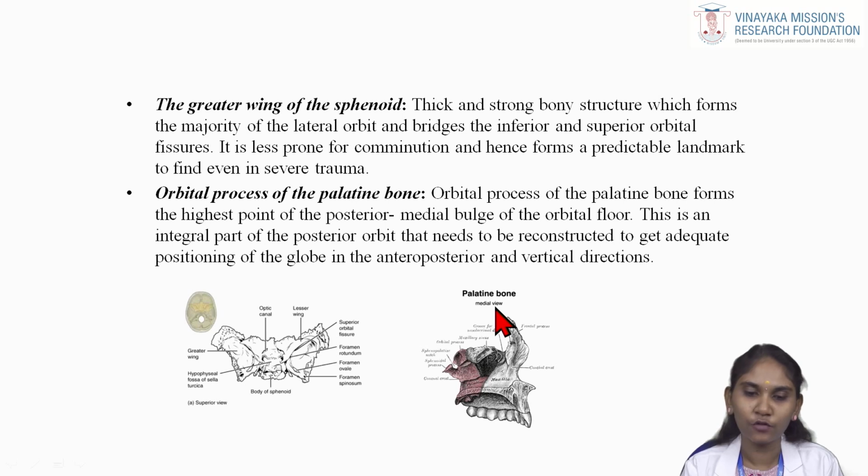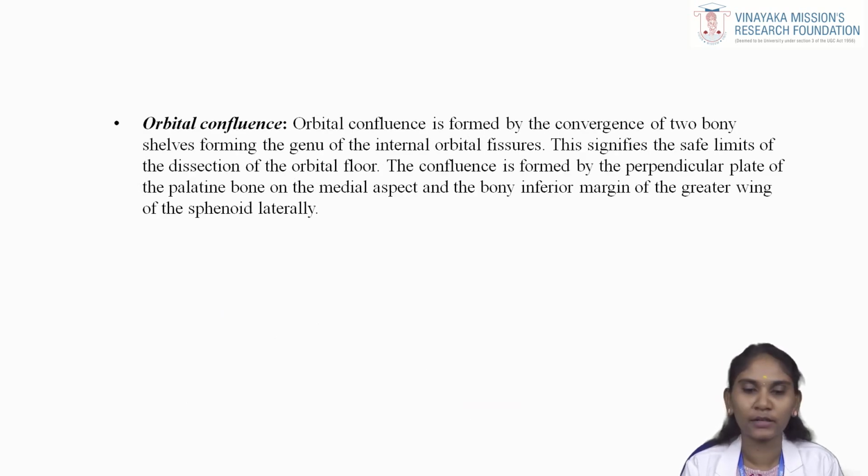The orbital process of the palatine bone forms the highest point of the posterior medial bulge of the orbital floor. This is an integral part of the posterior orbit that needs to be reconstructed to get adequate positioning of the globe in the anteroposterior and the vertical dimensions. The last is the orbital confluence. It is formed by the convergence of the two bony cells forming the genu of the inferior orbital fissure. This signifies the safe limits of the dissection of the orbital floor.